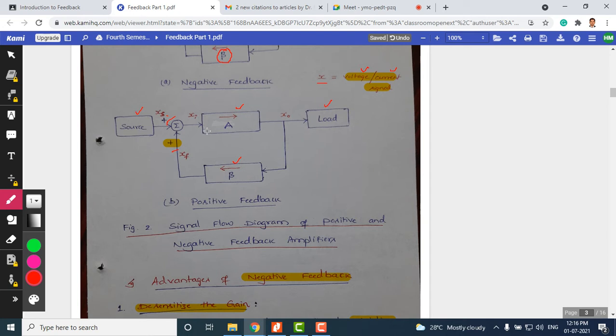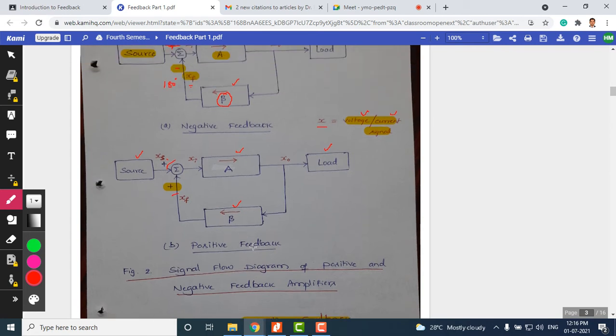Though here we are not specific to any circuit, the amplifier can be either BJT based or even FET based. It can be any type of amplifier circuit here, and even for the feedback network we are not specific to any kind of feedback. It can be resistive, capacitive, inductive, it can be anything. Okay, we are discussing here a general block diagram of the negative feedback system and the positive feedback system.